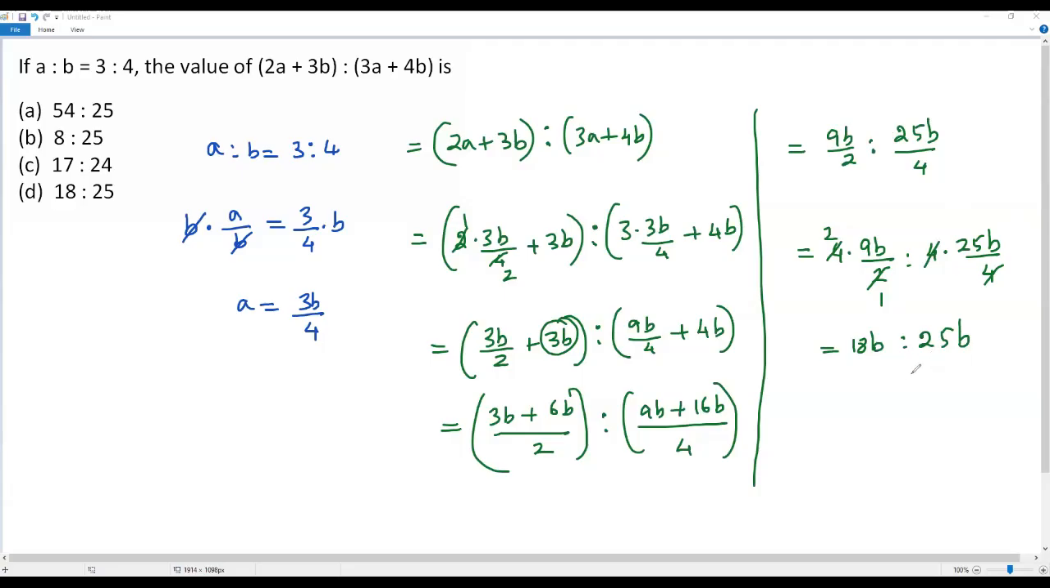Now I'm going to divide both the terms of this ratio by B, because I find B in both the terms of this ratio. This B will cancel out. Then I get 18 to 25. So using the given information, A to B equals 3 to 4, I got the value of this ratio. The value of this ratio is 18 to 25. We find this 18 to 25 in answer choice D. So the correct answer choice for this question is D.